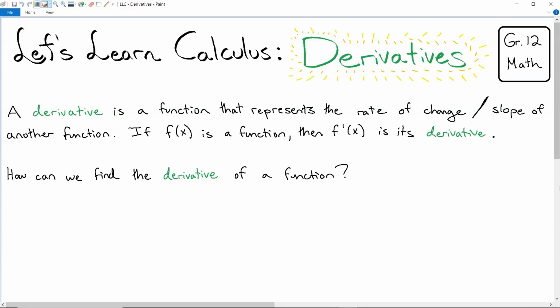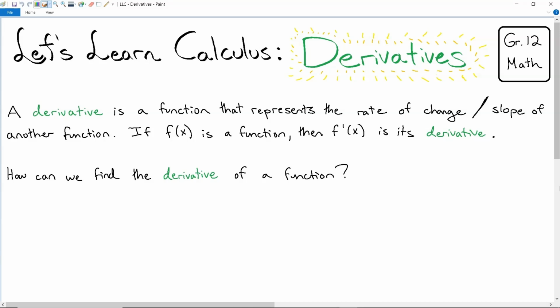This video is going to continue on the idea of derivatives. Now, in the last video, I went over how we can create a special function that would represent the instantaneous rate of change for a function. And that is exactly what a derivative is. It is a function that represents the slope of another function.